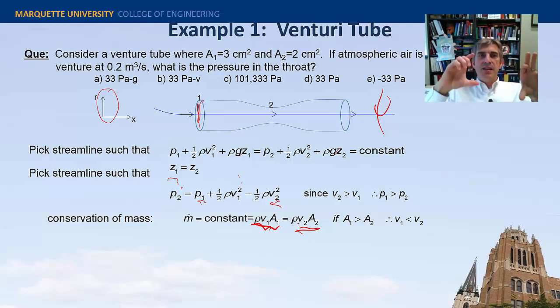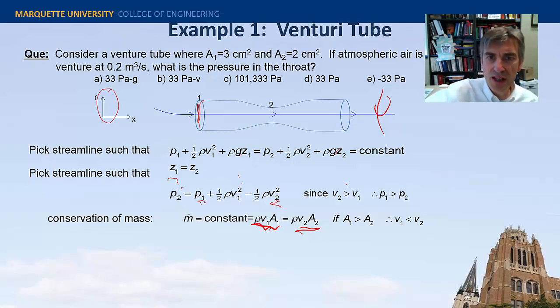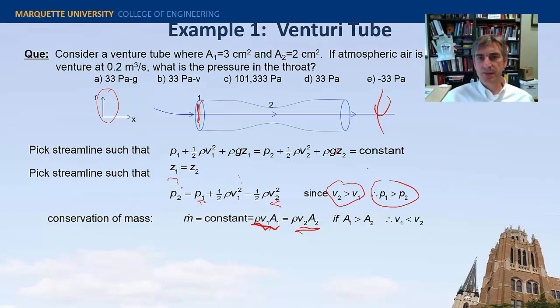Likewise, if the elevation of the flow isn't changing, and the velocity comes in and increases from 1 to 2, it means that the pressure must decrease, right? So if the velocity at 2 is larger than the velocity at 1, then I know that the pressure at 1 must be larger than the pressure at 2.